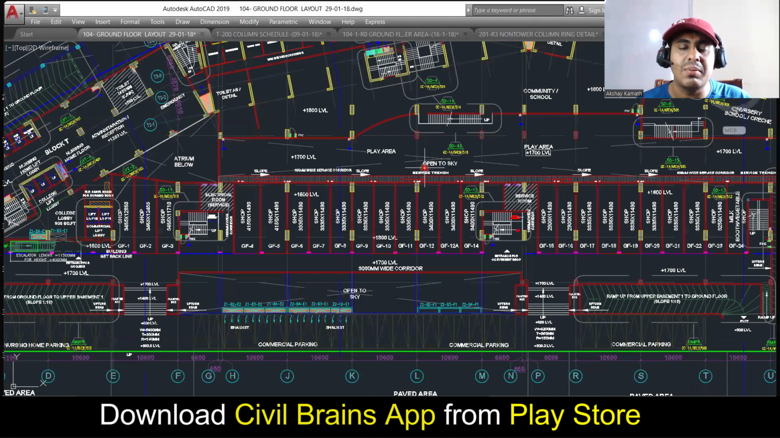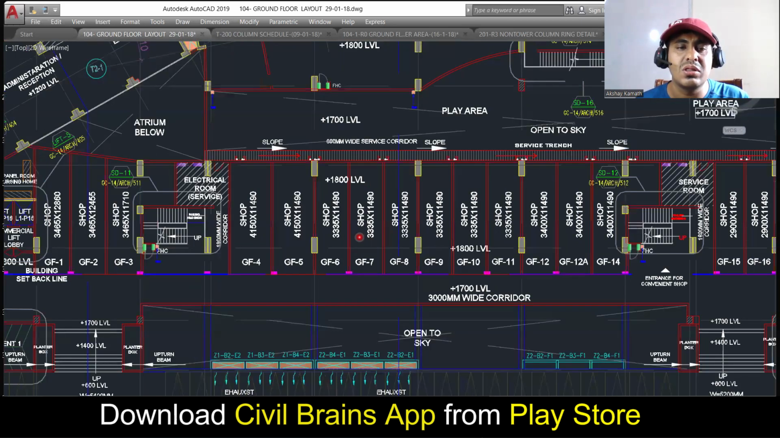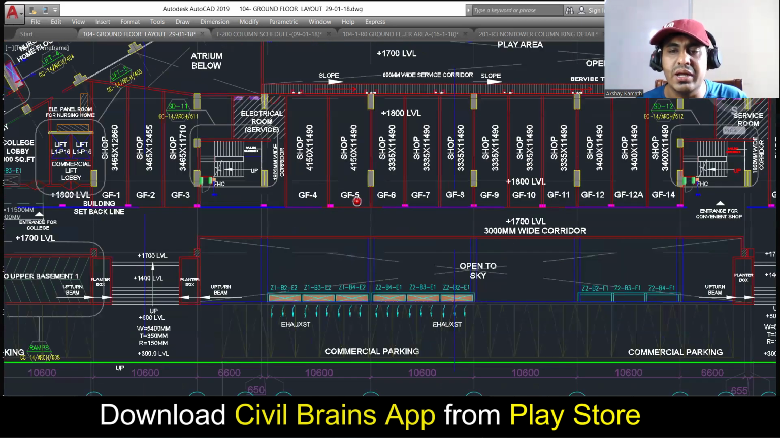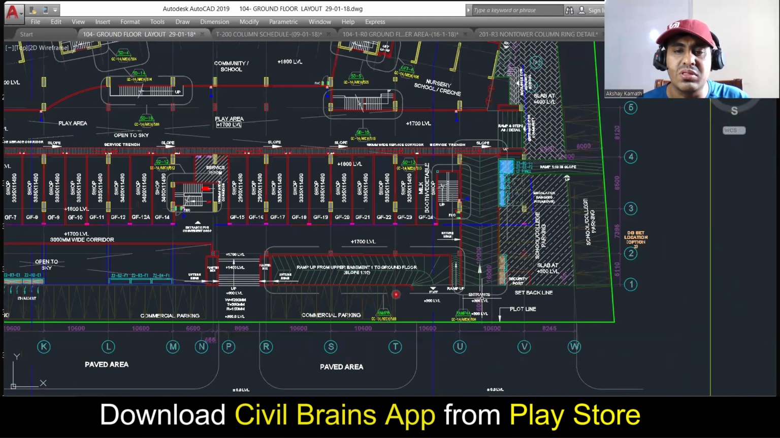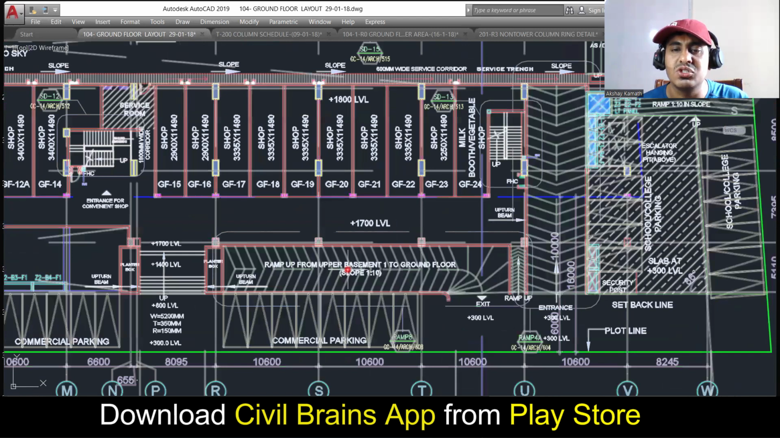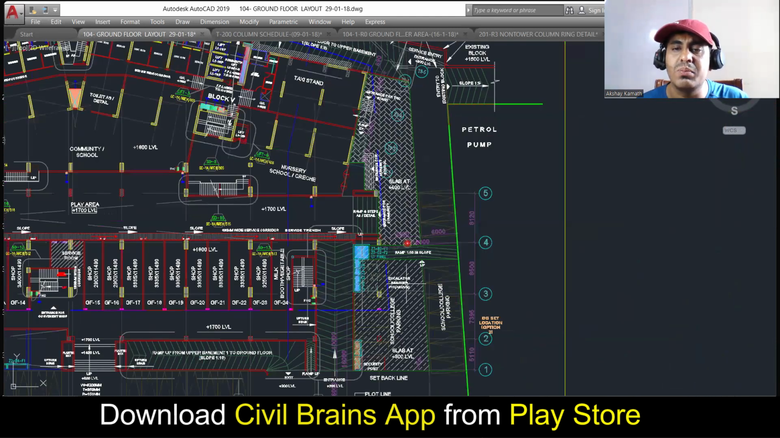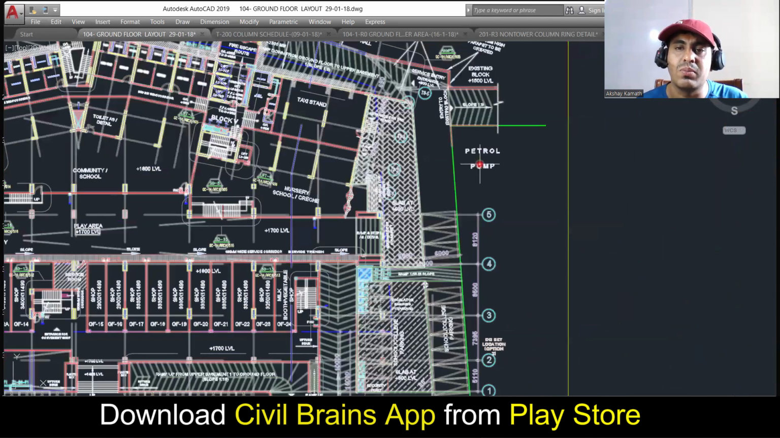There are some commercial buildings here, like there are a lot of shops here. So all these are the shops, a very, very huge building it is. So this is how that entire plan is. And there is a ramp from this side. It's written a ramp up from the upper basement first to ground floor, and all these things. And there is one petrol pump. It should be petrol bunk, not pump. It's a petrol bunk here.